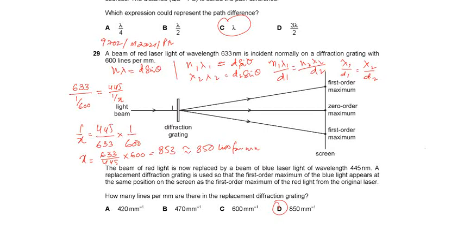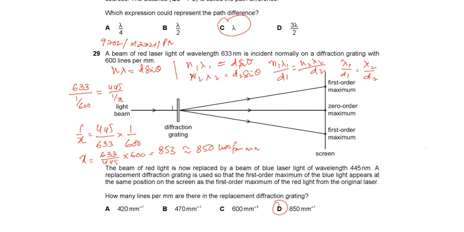So for red light, n1 lambda 1 equals d1 sine theta, and for blue light it will be n2 lambda 2 equals d2 sine theta. If the order of maxima placement is the same on both sides, that means the angle is the same. Why? Because the position of the order of maxima depends on the angle. If the angles are the same, the position will be the same.